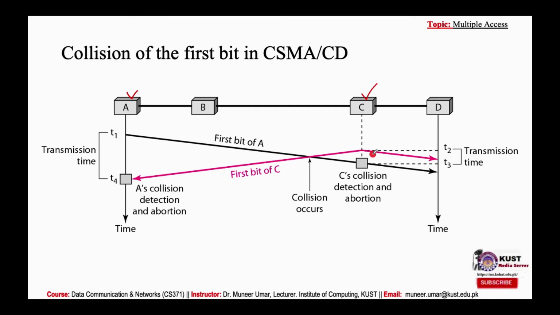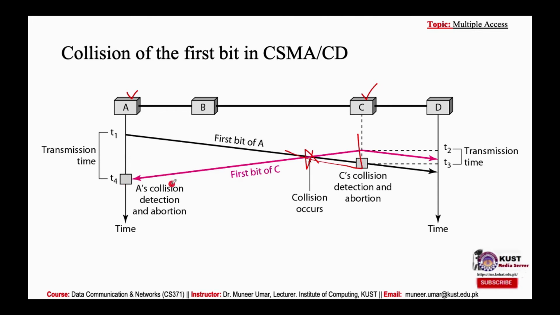Station C detects a collision at time t3 when it receives the first bit of A. Station C immediately, or after a short period of time, aborts transmission. Station A detects the collision at time t4 when it receives the first bit of C. It also immediately aborts transmission.